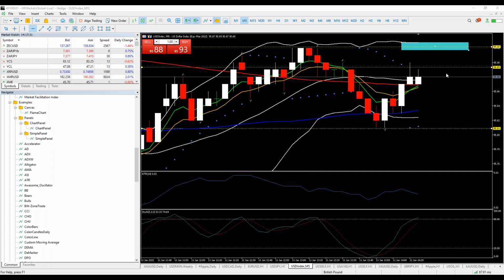Now, if we are deciding to use 20% of 7 pips, then it will be even tighter. So it will be nearly 2 pips. So it will be somewhere here, in case we open a long position on the breakout of 95.20.